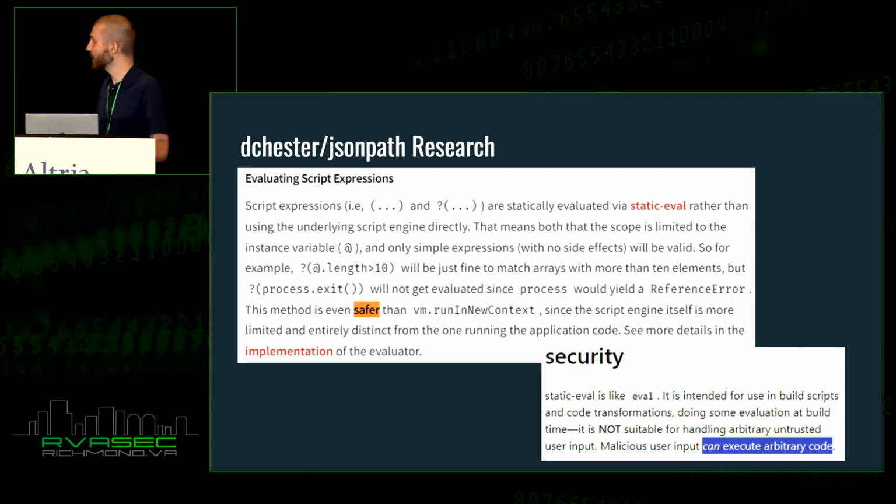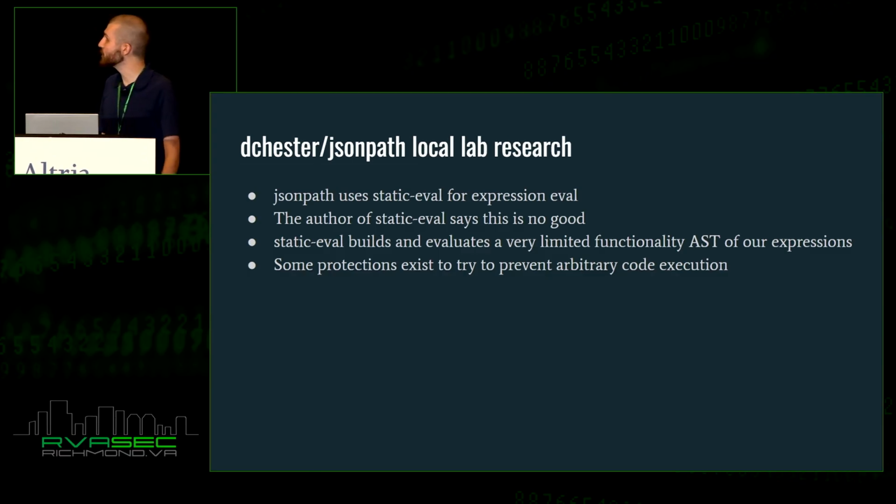So they're statically evaluated via static-eval, which this is dchester's JSON path saying, and they're saying that this is safer than using VM runInNewContext, since the script engine itself is more limited, blah, blah, blah. When you look at static-eval, which is another NPM dependency, it says, do not run this with untrusted code. So this is a really good sign for us because we've got the library maintainer for the JSON path library suggesting this is safe. You can run untrusted user code this way. And then the library that they're using to run the untrusted user code says, don't do that, please. Very good sign. I got very excited when I saw that. Unfortunately, it was a little bit more complicated than that.